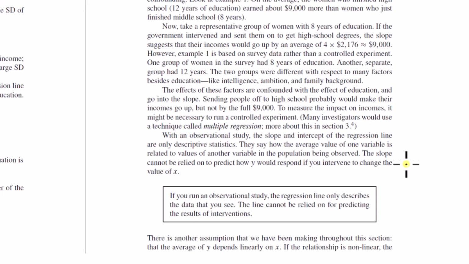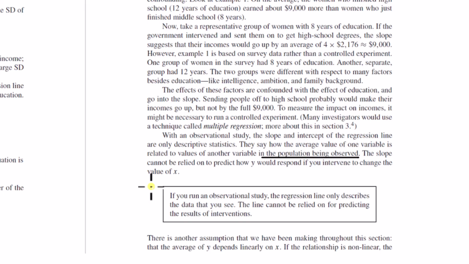Right. So in general, with an observational study, you have the slope and intercept of the regression line. They're just these descriptive statistics. You can't really go so far with making predictions for data points that aren't part of the original set of data points that you calculated the slope and intercept with, as you could with a controlled experiment. They just say how the average value of one variable is related to another variable in the population being observed. The slope cannot be relied upon to predict how Y would respond if you intervene to change the value of X.